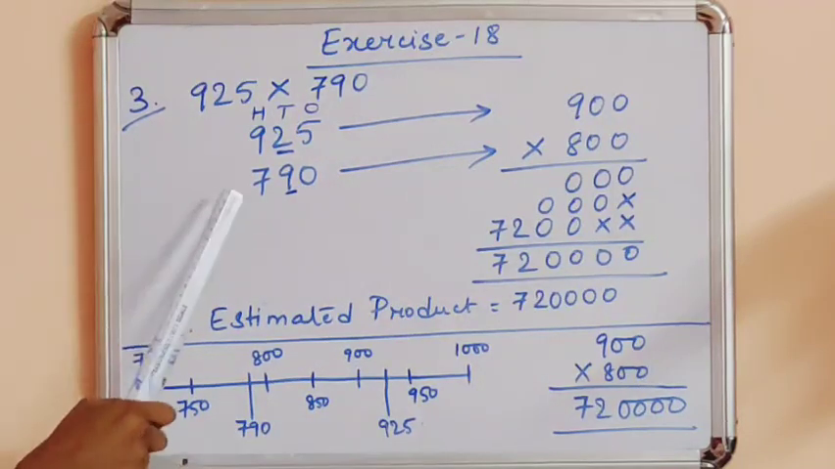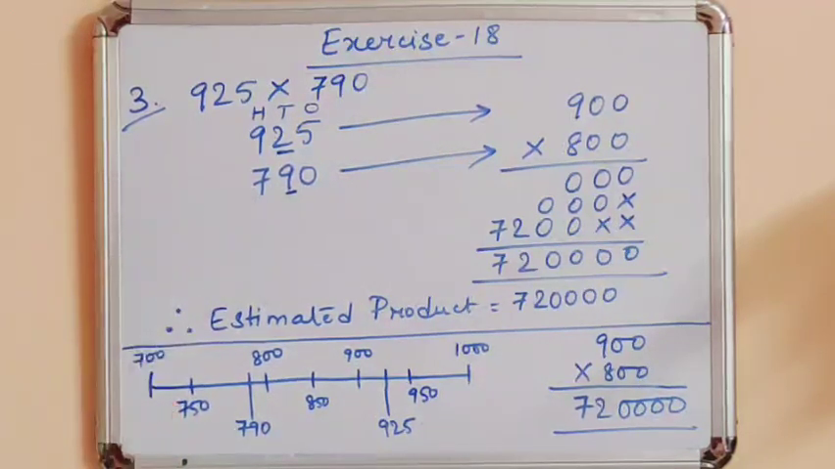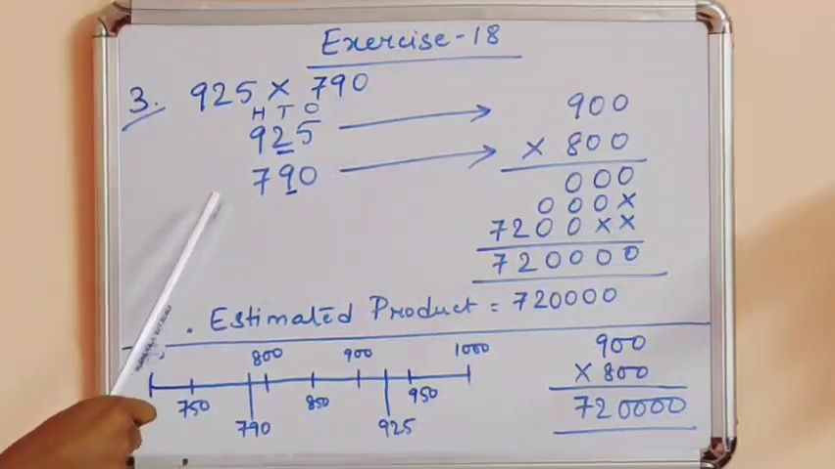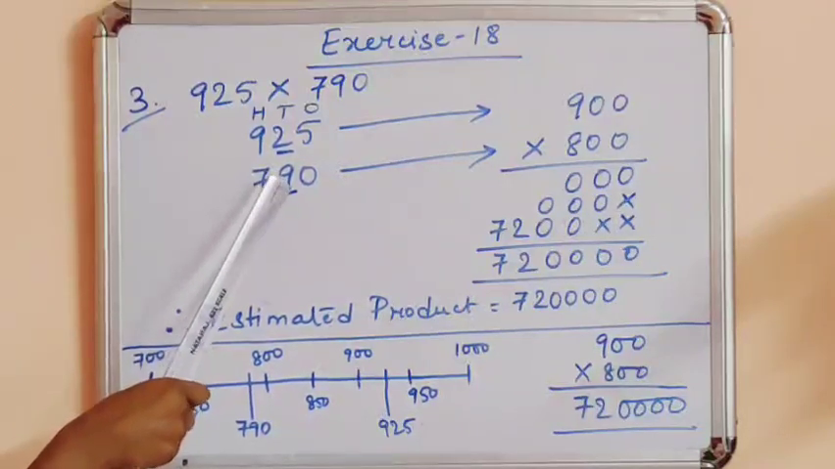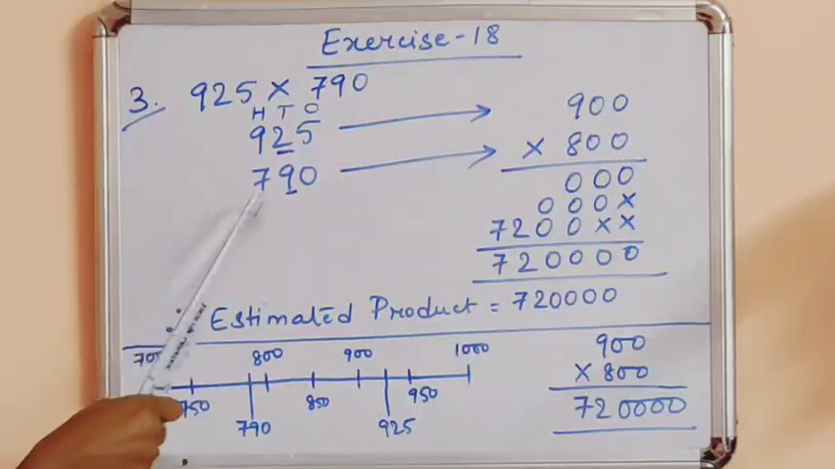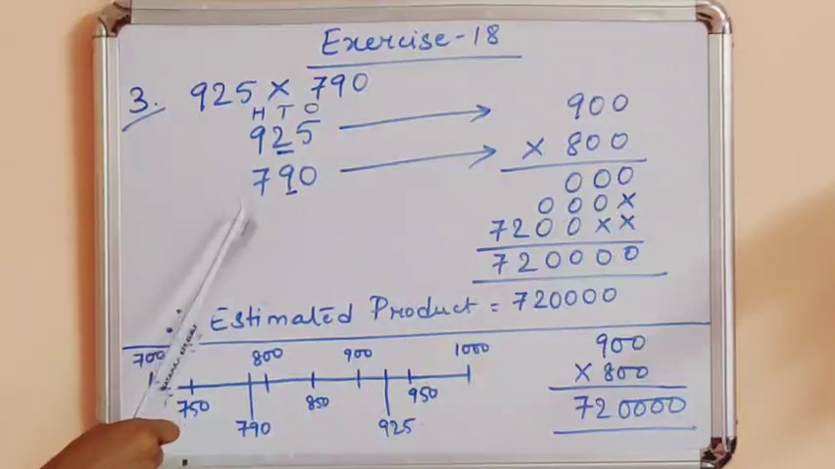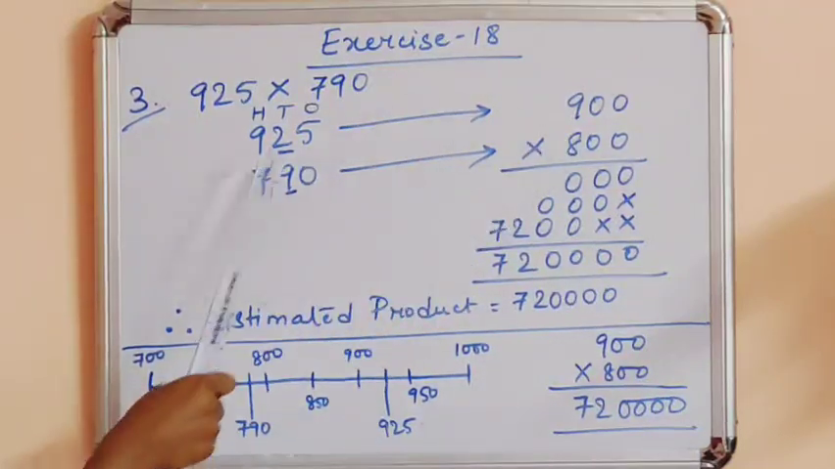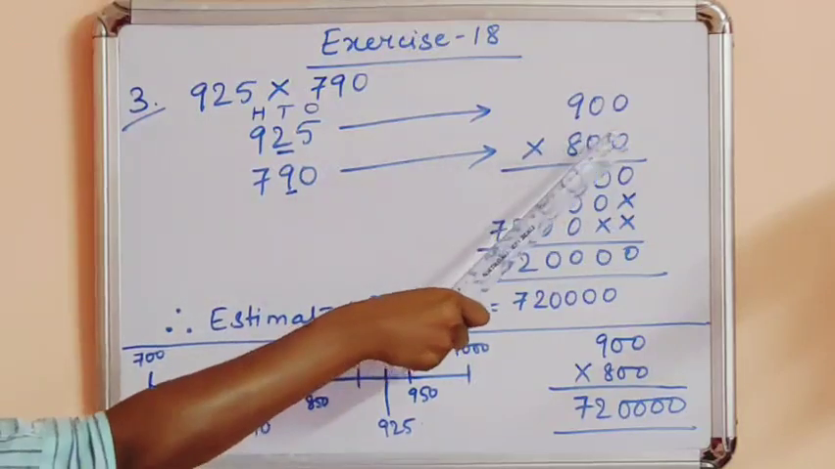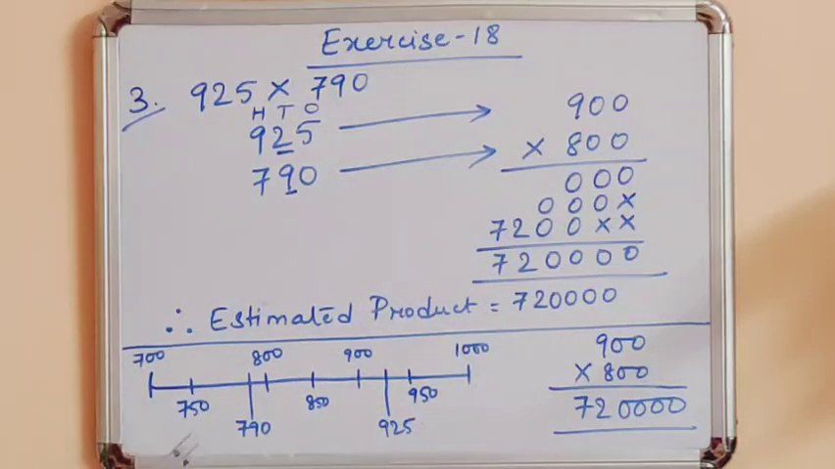In the same way, 790. Again, here also we have to round off to the nearest hundreds. So for rounding off to the nearest hundreds, we have to look at the tens digit. Here the tens digit is 9. Since 9 is greater than 5, that means in the hundreds place we will be adding 1. So 7 will become 8, and these two digits will become 0. Also in the number line you can see that 790 is more close to 800 than 700. That is why we are rounding off to 800.